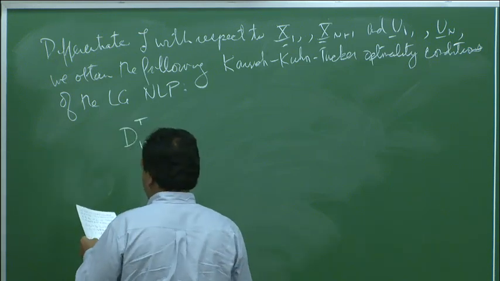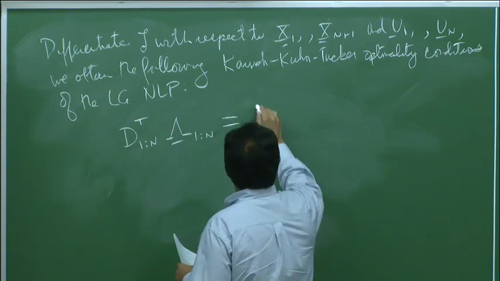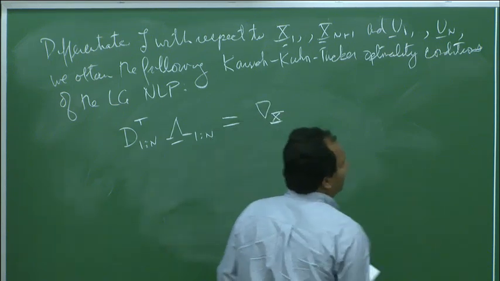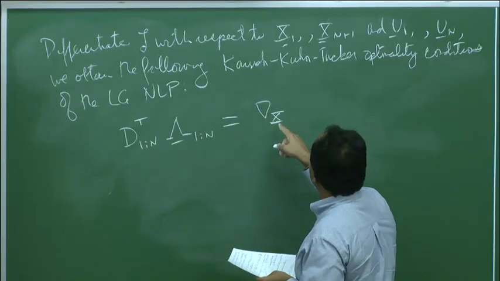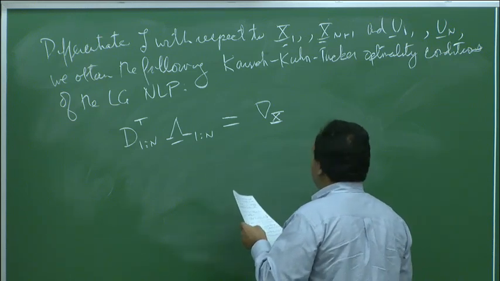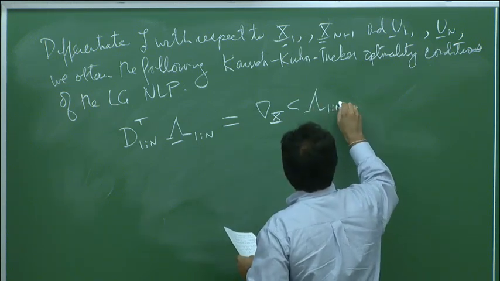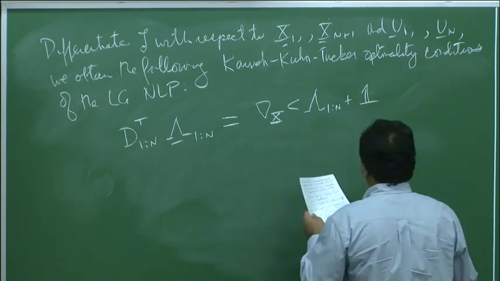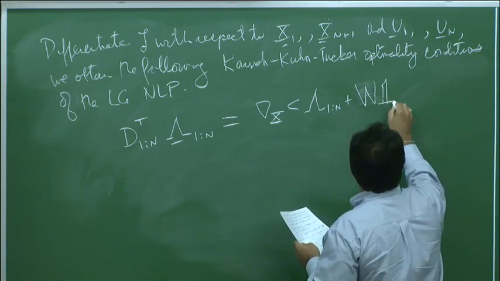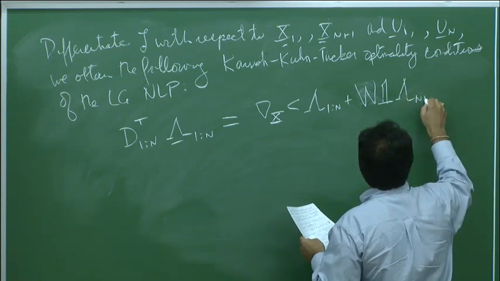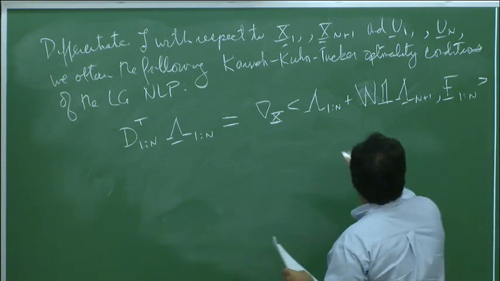I get D 1 through n transpose times lambda 1 through n is equal to the gradient with respect to capital X. Now remember, I'm taking the derivatives here with respect to the discrete variables, not with respect to the continuous variable. So this means the partial with respect to the discrete variable X, and I get the following result. I get lambda 1 through n plus a column vector of 1s. Sorry, missing a term here. Plus a matrix W, I'll define W in just a second, times a column vector of 1s times lambda n plus 1. And this whole thing, I'm taking the inner product with F1 colon n.